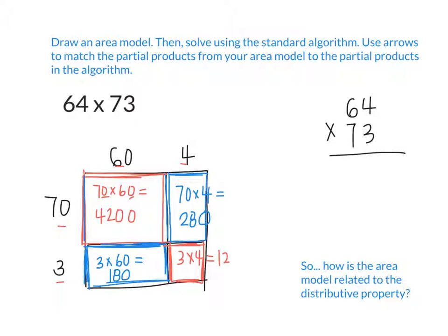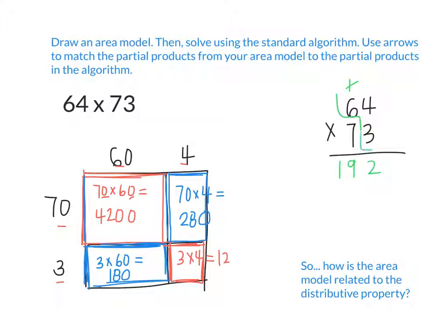But before we add them, let's do some standard algorithm, because remember yesterday the partial products should match up. So let's see. What's 3 times 4? 12. 12, okay. What's 3 times 6? 18. Plus 1? 19. 192 is our first partial product. Which one of these is 192? None of them. I have 4,200, 280, 180, 12.